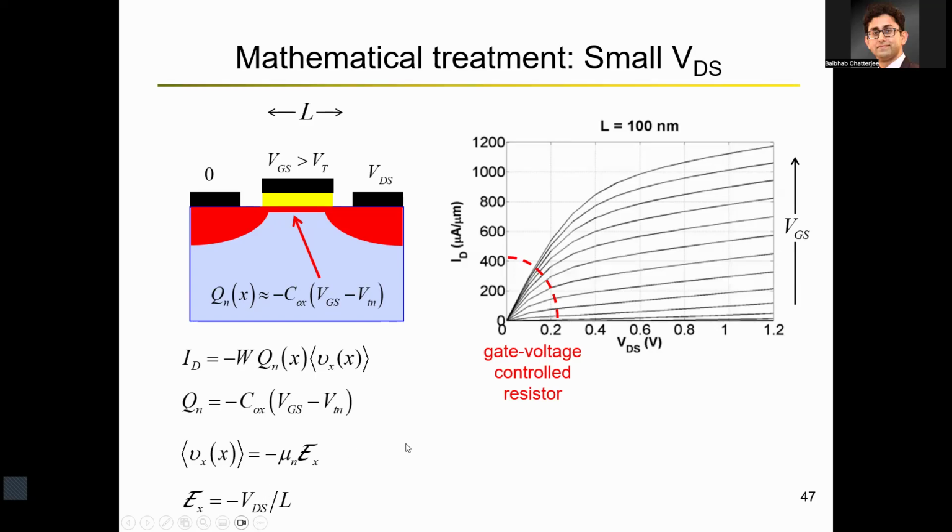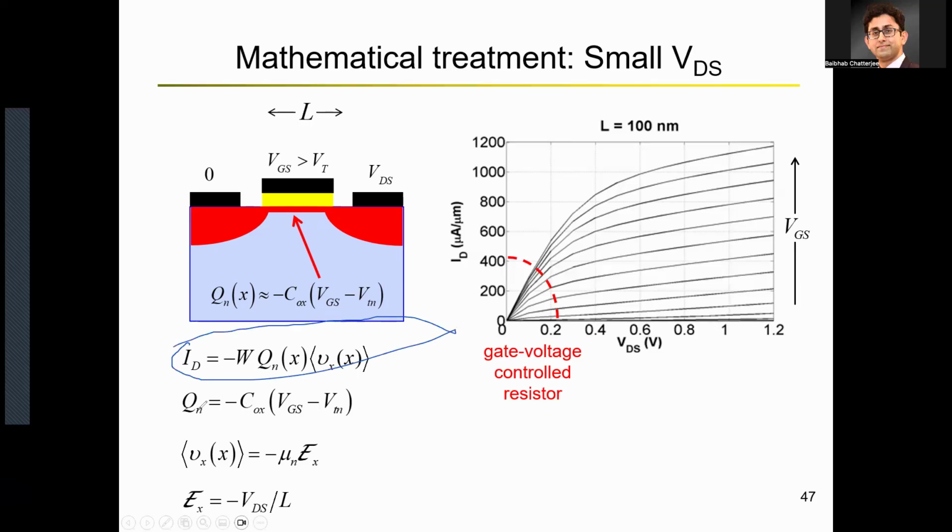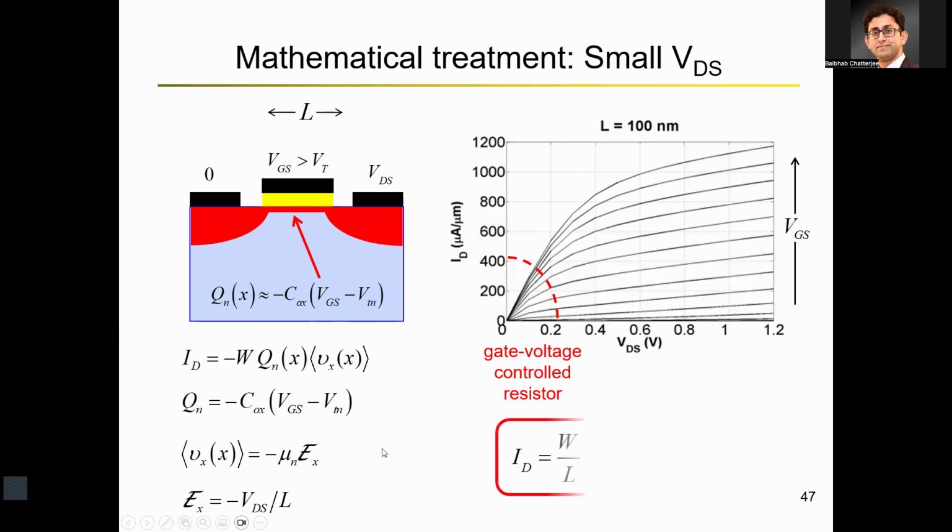Now, of course, this will lead to an approximation. I'll also show how to do the exact calculation. That's another document that I have uploaded in Canvas. But if you put all of these things in the first equation, if you put the value of Q, if you put the value of Vx, and if you put the value of E, what you're going to get is this equation, ID equal to W over L times mu and Cox times Vgs minus Vt times Vds.